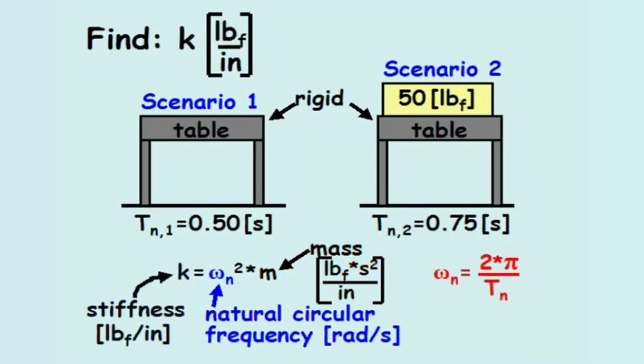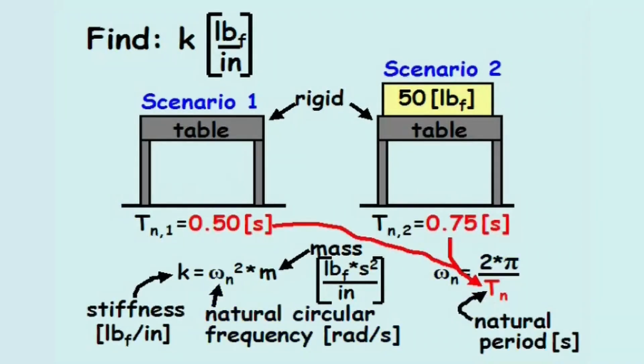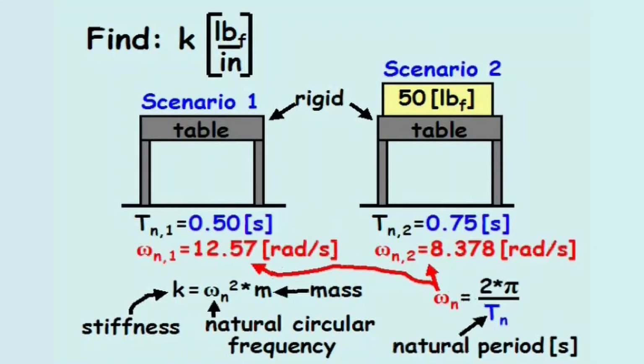The natural circular frequency equals 2 times pi divided by the natural period of vibration, T sub n. If we plug in the natural period of vibration for both scenarios, the natural circular frequency equals 12.57 radians per second and 8.378 radians per second for the first and second scenarios, respectively.